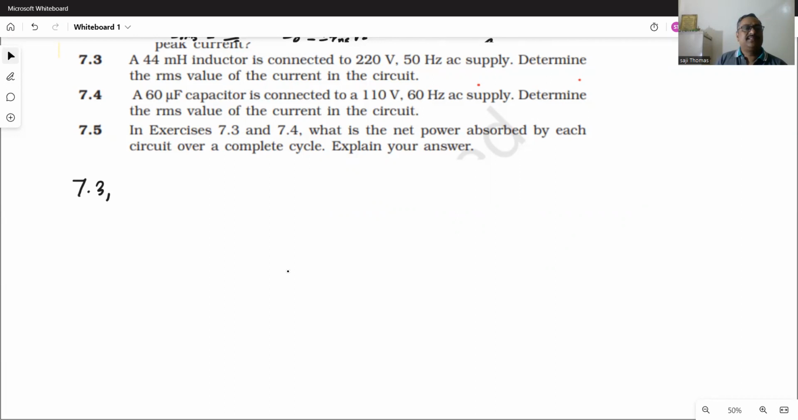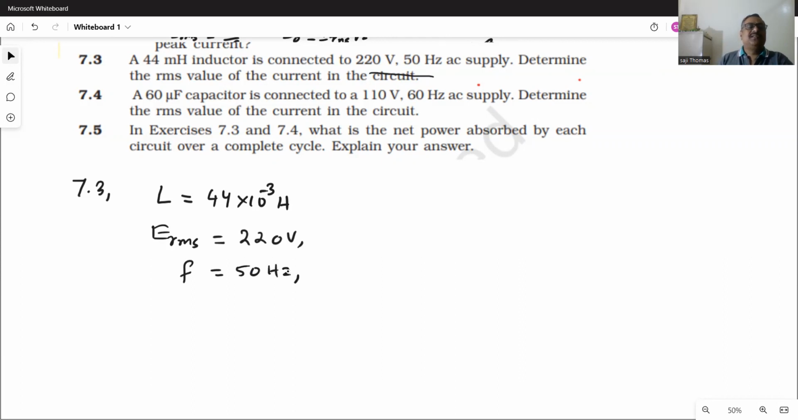inductance is given. Inductance is denoted by capital L. 44 millihenry, 44 into 10 raised to minus 3 Henry. RMS voltage is given. See, voltage and frequency together, this is RMS voltage. So ERMS is 220 volt. Frequency also given, frequency f, 50 hertz. You have to determine the RMS value of current in the circuit, IRMS.